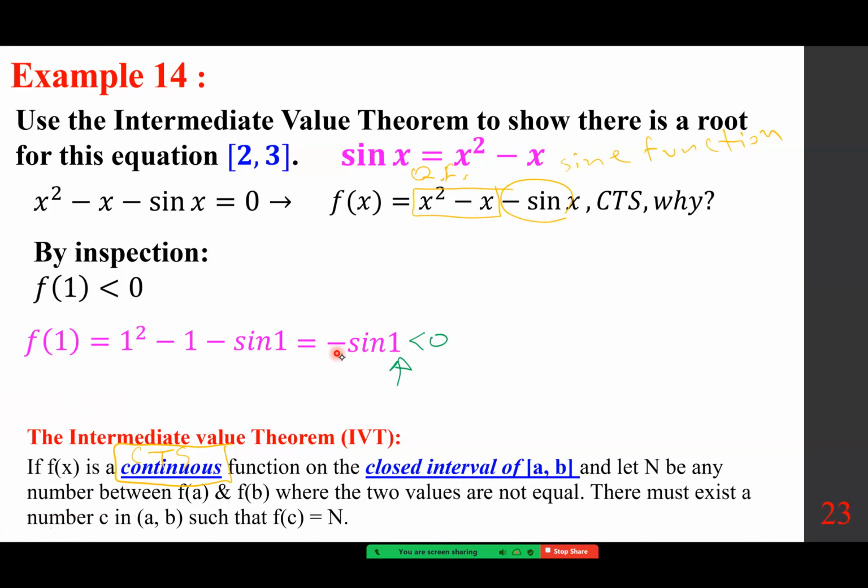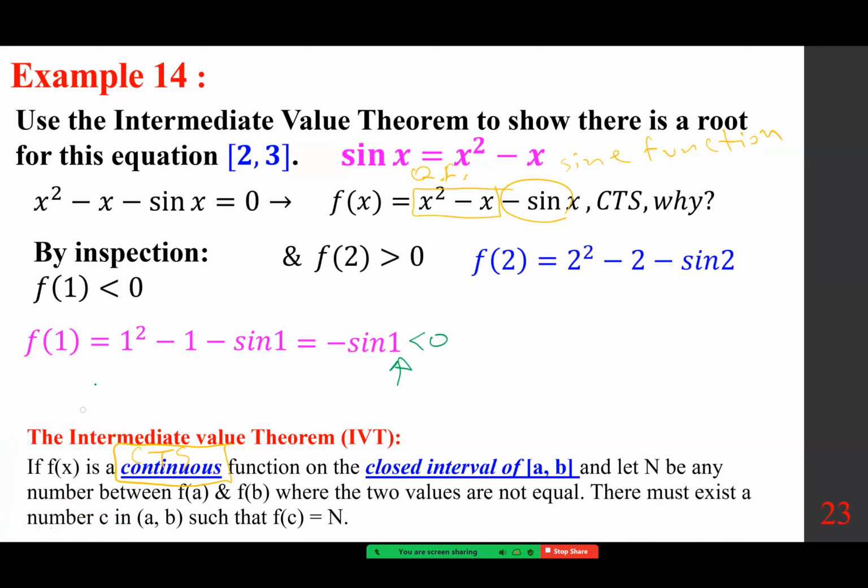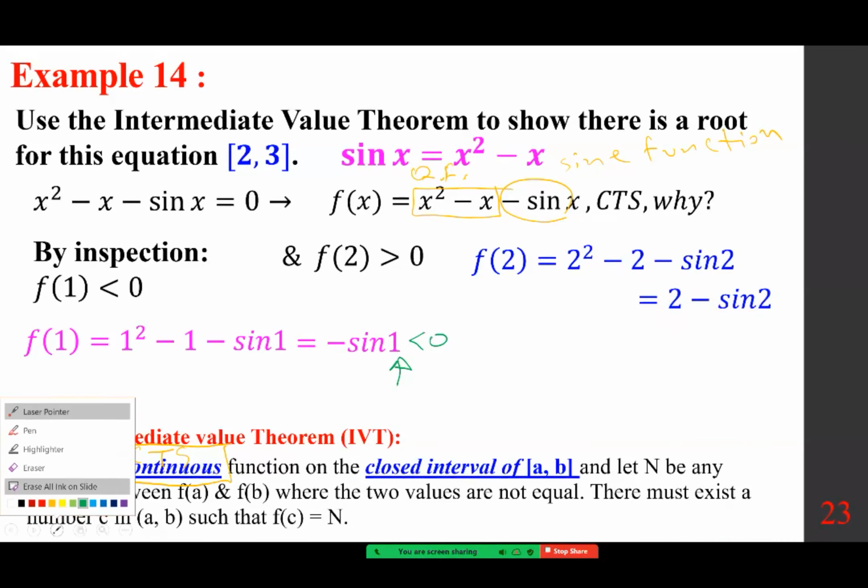On the other hand, if we use f of 2, we know it's positive. Why is that? Let's plug in. 2 squared is 4, 4 minus 2 is 2. So 2 minus sine of 2. Now, sine of 2, you may not know what it is, but worst case scenario for this case is positive 1. So 2 minus 1 makes it 1. So this is positive, everybody, always.